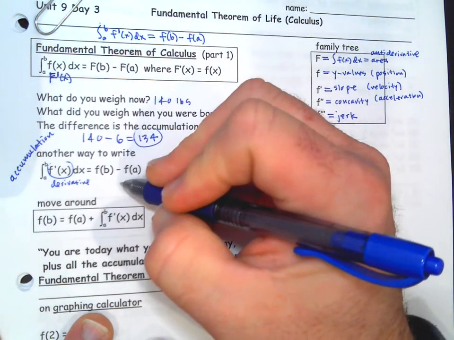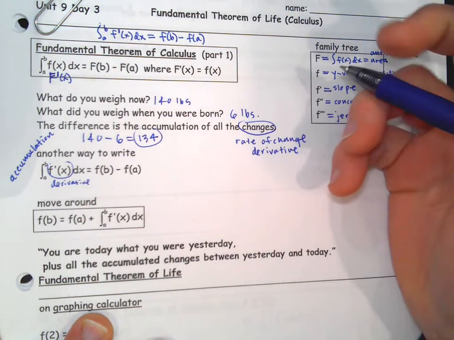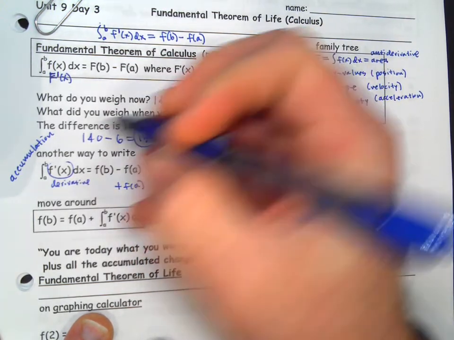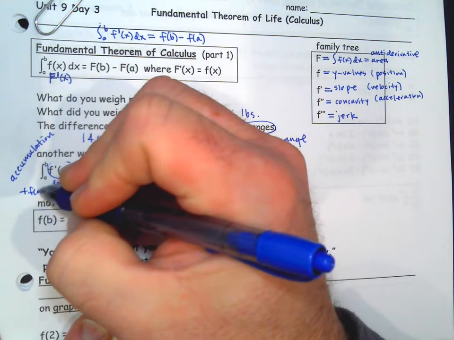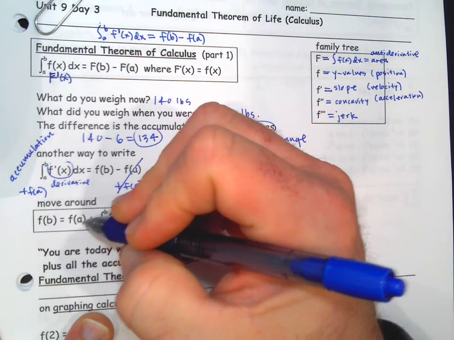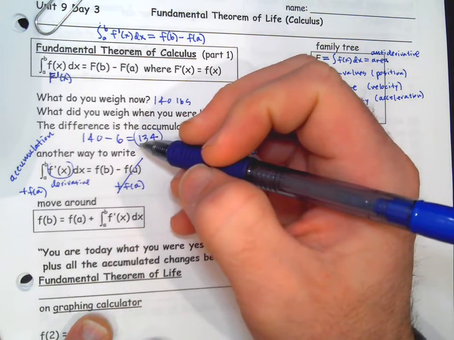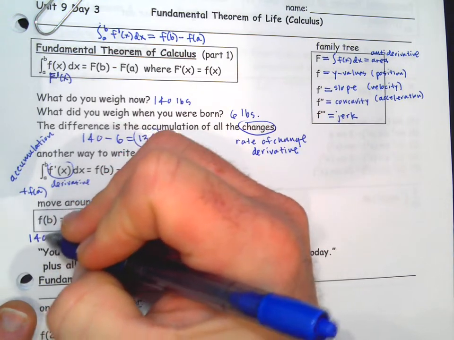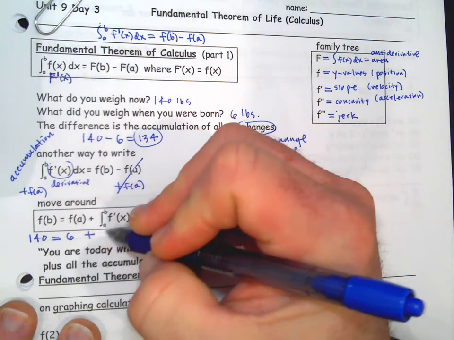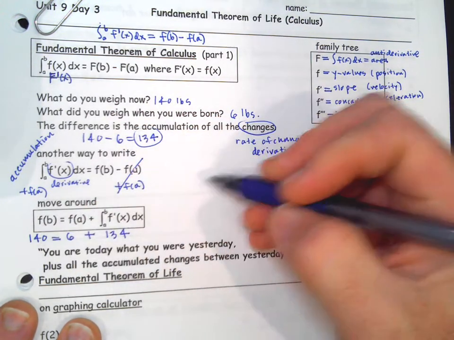Now, by the way, this looks exactly like the fundamental theorem of calculus part 1, right? We could move f of a over to the other side, just algebraically. And now f of b equals f of a plus the integral of f prime from a to b. The way you could think of this is your weight now, 140 pounds, is your weight when you were born, plus the accumulation of all the changes in your weight, right? That's what each of these terms would be.